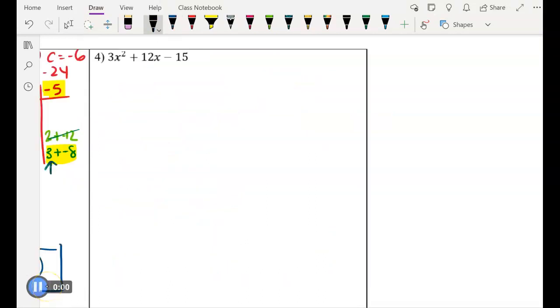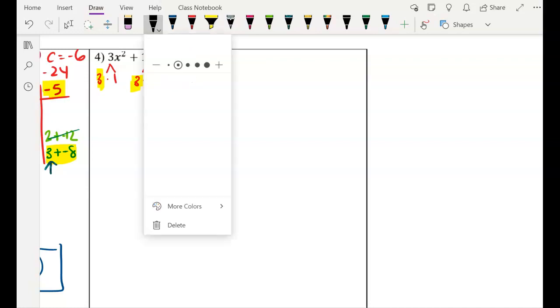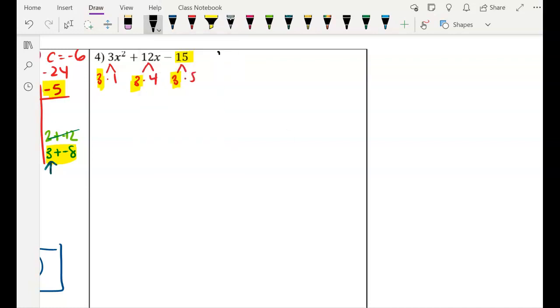Example 4 says 3x squared plus 12x minus 15. Okay, remember, first step is check for GCF. So this is 3 times 1. This is going to be 3 times 4. This is going to be 3 times 5. Oh, look, they all have a 3 in common. The 15 doesn't have an x, so we know there's no variable, but the GCF is definitely a 3.